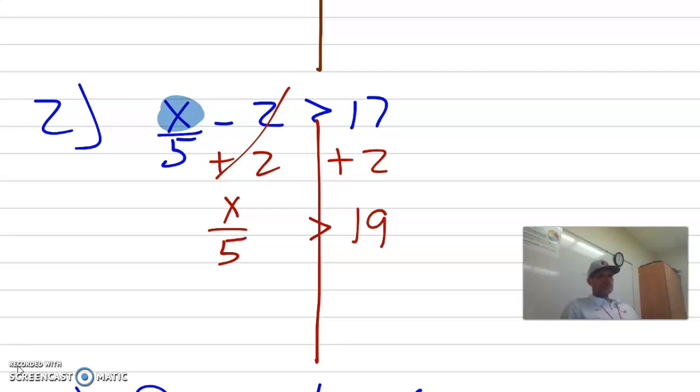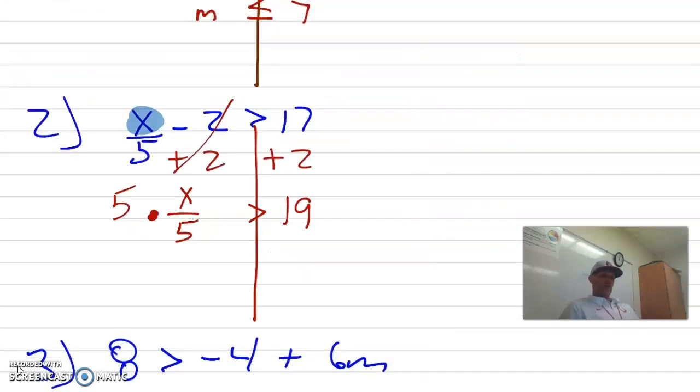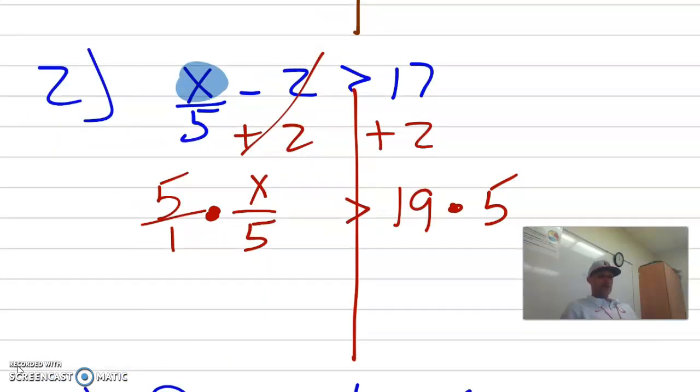All right, so this is dividing by 5. What's the opposite of dividing by 5? Multiplying by 5. Remember, if we do it to one side, we have to do it to the other. So we're going to multiply both sides by 5. This on the left is going to end up being just 1x. I'm going to prove that to you real quick. Please do not do this on any assignment that you get.